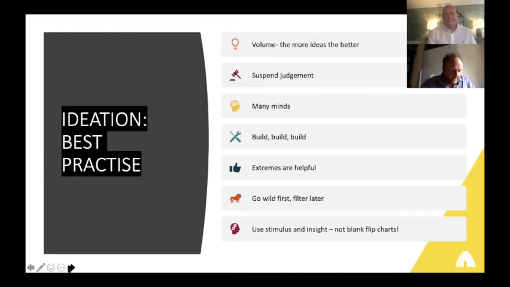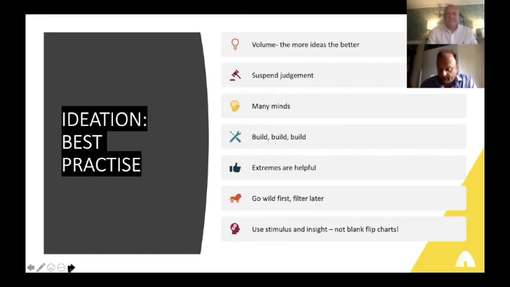The other thing is suspending judgment. If you're working in a group, it's really important. Mark mentioned the behavior of signaling earlier. It's really important that you signal to the people you're working with that this is an expansive part of creatively solving problems. And so you cannot or should not judge other people. Every idea is a great idea at this stage.